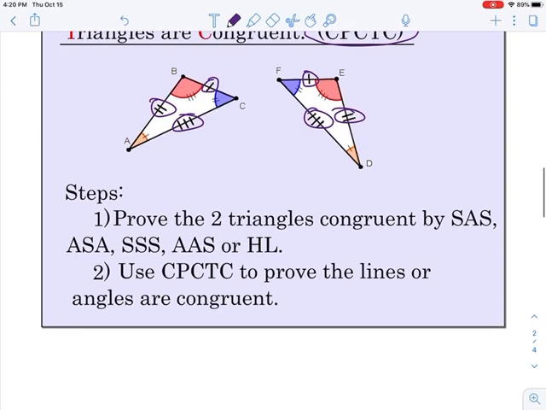Okay, so here's what we're going to do again. We're going to prove first the 2 triangles congruent by one of our 5 methods. Then we're going to use this CPCTC to prove whatever it is that we're looking for, whether it's a pair of line segments or a pair of angles.